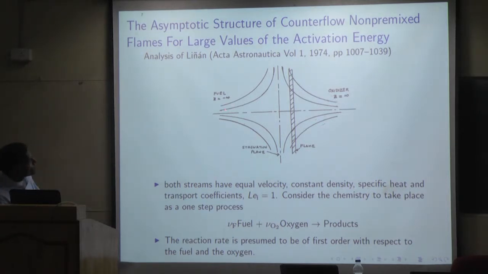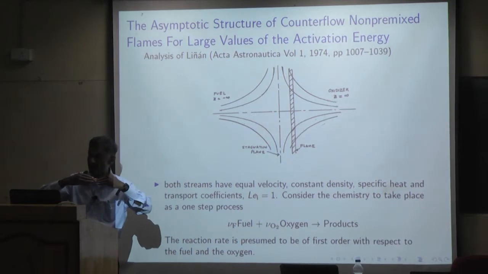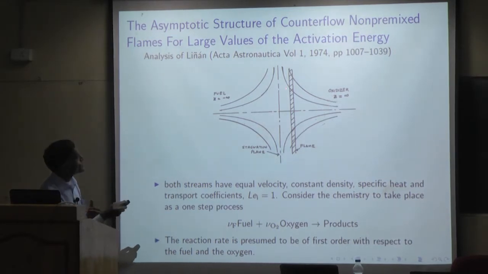Okay. So here's the analysis. You consider two jets flowing towards a stagnation point. You have a flow coming from plus infinity. It's an oxidizer, so this contains oxygen. It flows towards a stagnation point. And on this side, you have another stream that contains fuel that flows towards it. So these two jets flow towards each other. Okay? And there is a stagnation plane that's formed here.